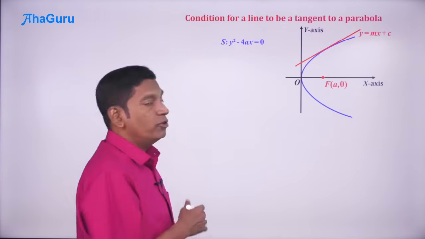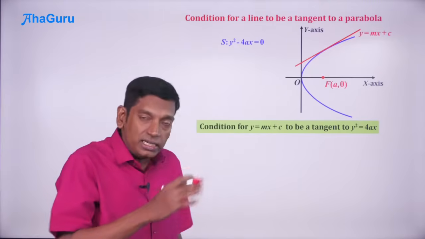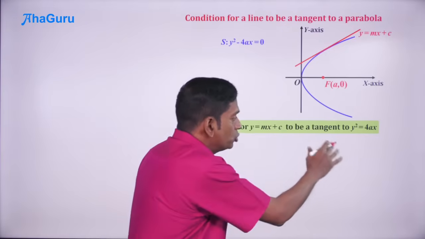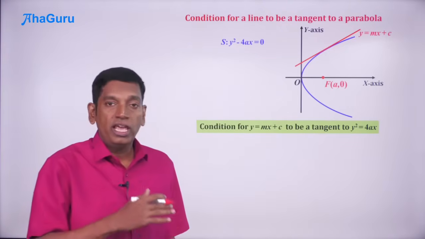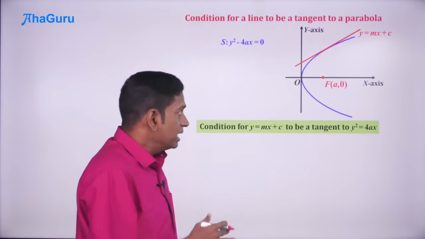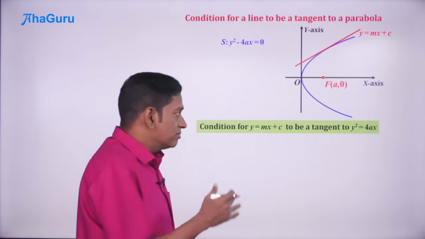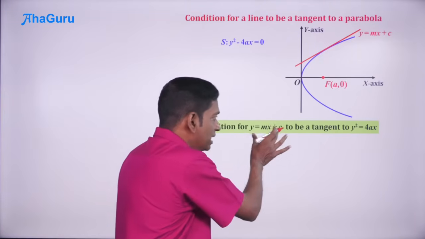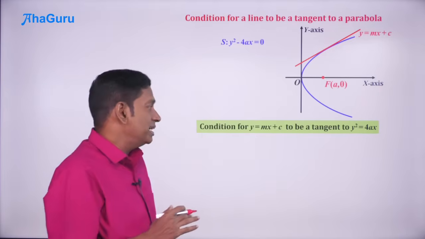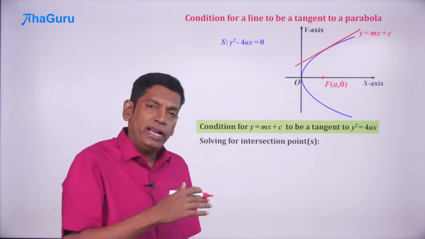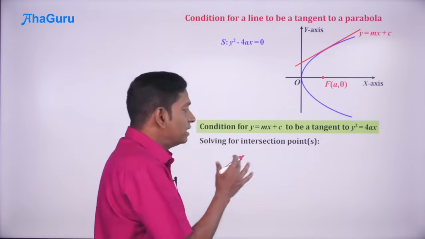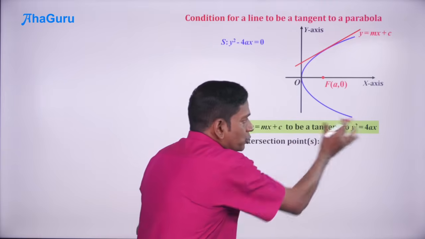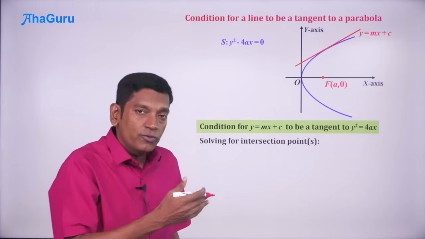Now, the question for us is, what is the condition for y equals mx plus c to be a tangent to y squared equals 4ax? This is the question. Now, how do we address this? Well, suppose we solve for the intersection point of a line and a curve. Let us say that we want to solve for the intersection points. Then what we would do is, here y equals mx plus c, this y value we will substitute here, and then solve for the common points.